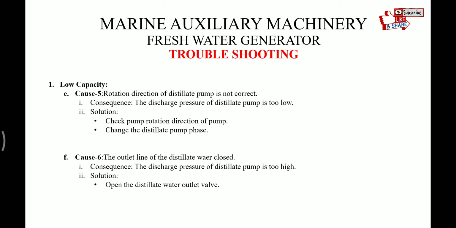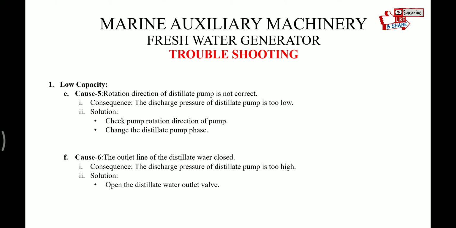Now fifth cause is rotational direction of the distillate pump is not correct. So the consequence for that is the discharge pressure of the distillate pump is too low. And the solution to rectify this problem is check the pump rotation direction and change the distillate pump phase if the direction is not correct.